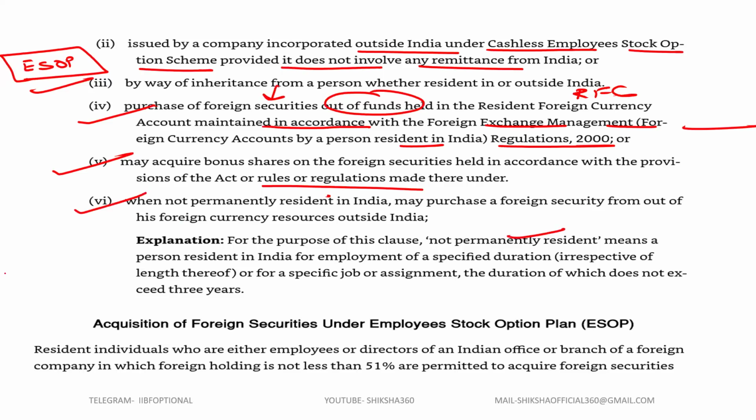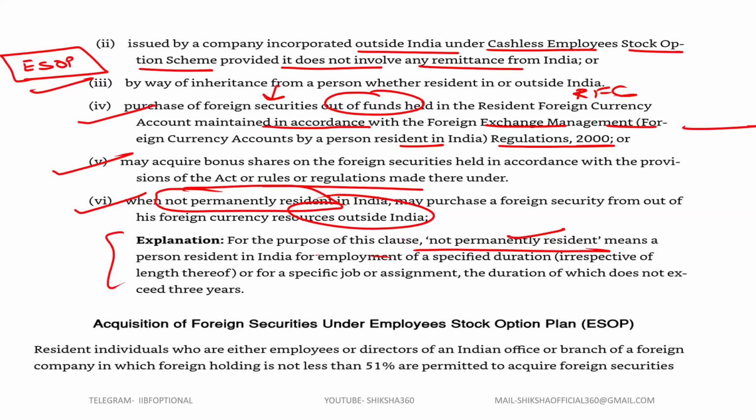Sixth one, when not permanently resident in India, may purchase a foreign security out of his foreign currency sources outside India. So that is for basically when not permanently resident in India. What is the meaning of that? That is for this clause, not permanently resident. This will be a 1 mark question you will get in the examination. What is the meaning of not permanently resident?